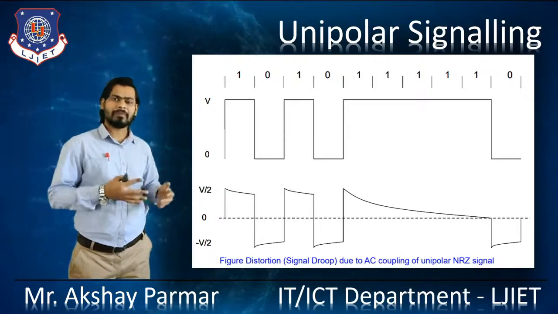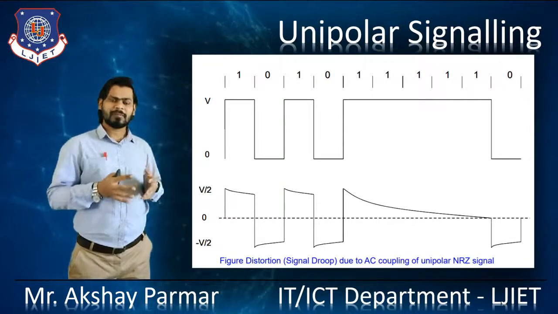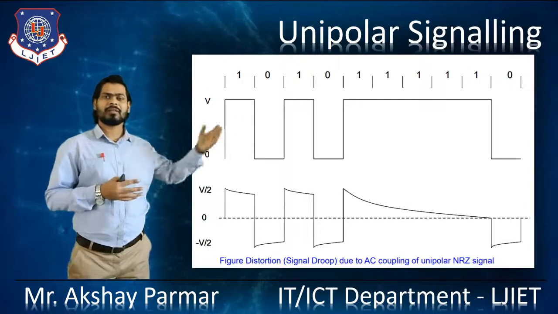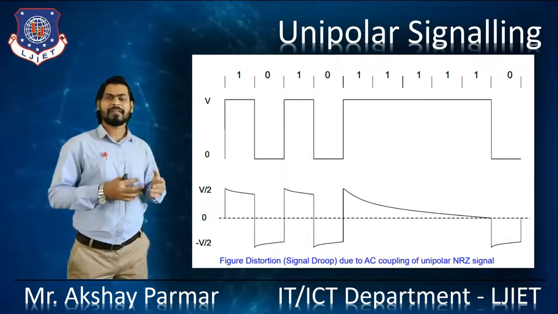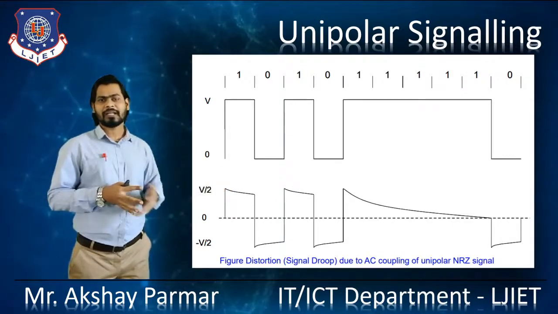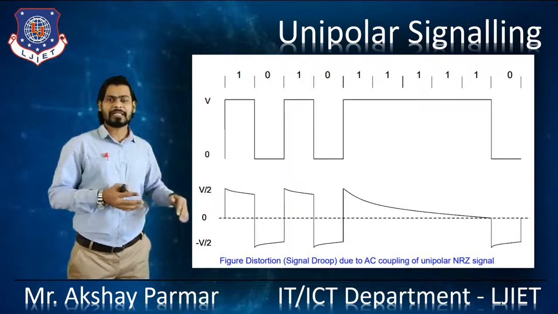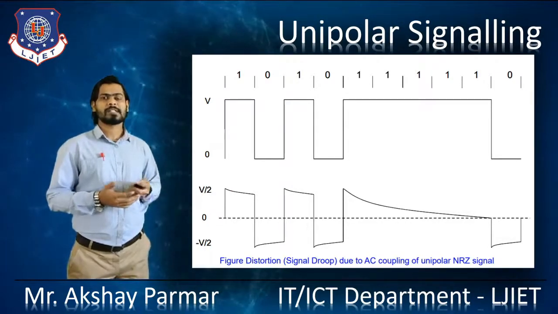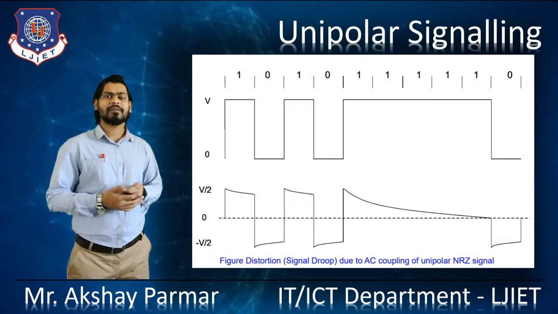So if we have a similar kind of frequency of one particular bit, here in this figure we have a series of 1s. In reaching that level, it is decreasing its amplitude. So that's how it is losing its power.